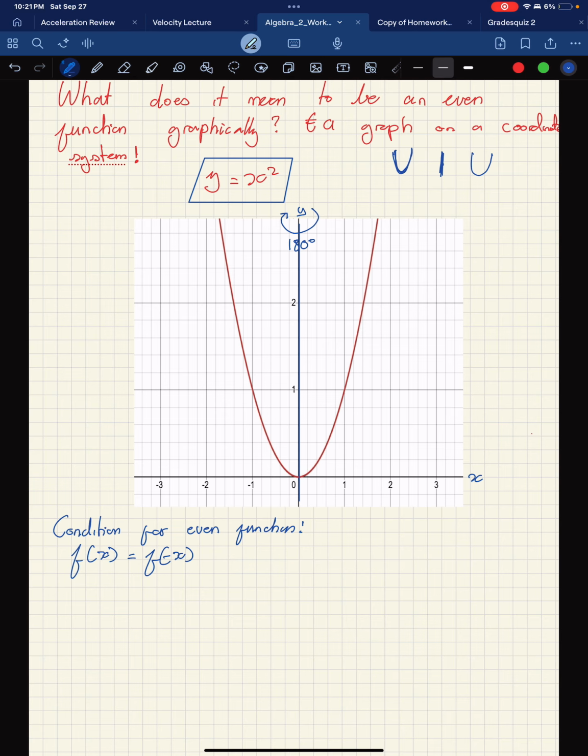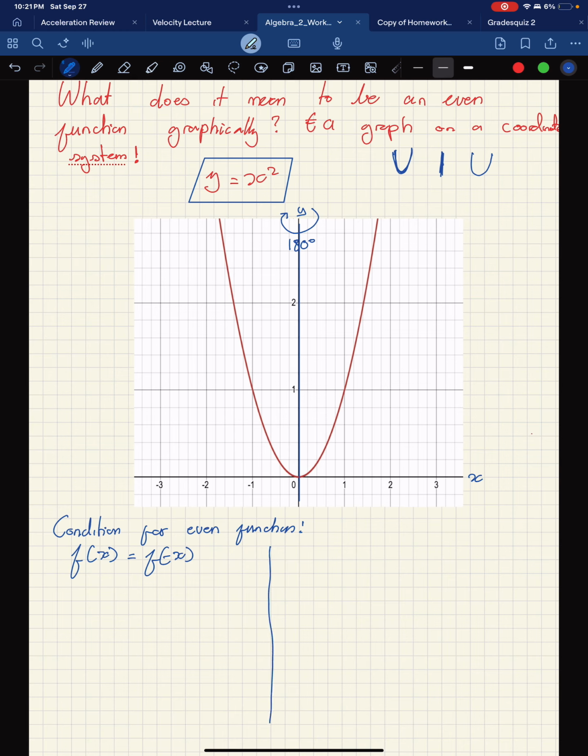So what's going on here? Let's look at our condition. We said that if we have an even function and we negate our x values, we multiply our x values by -1, the function will basically have the same range. Now let's see if this is true. How will we do this?